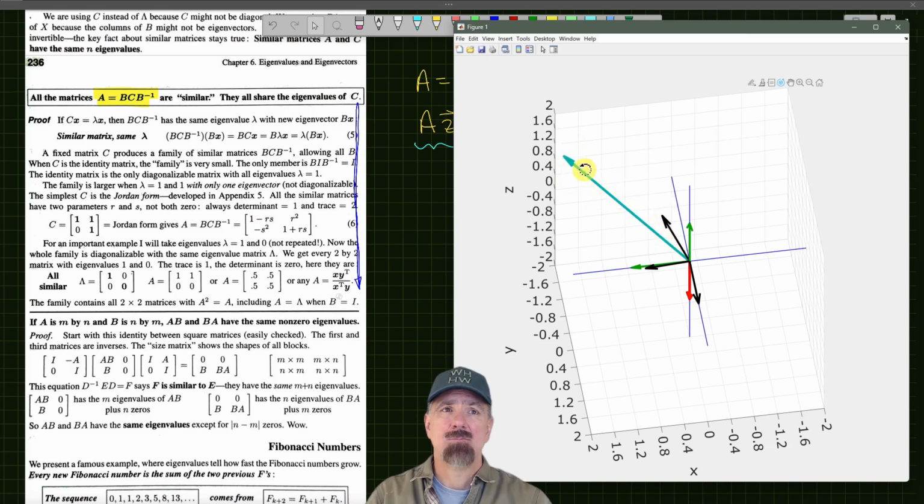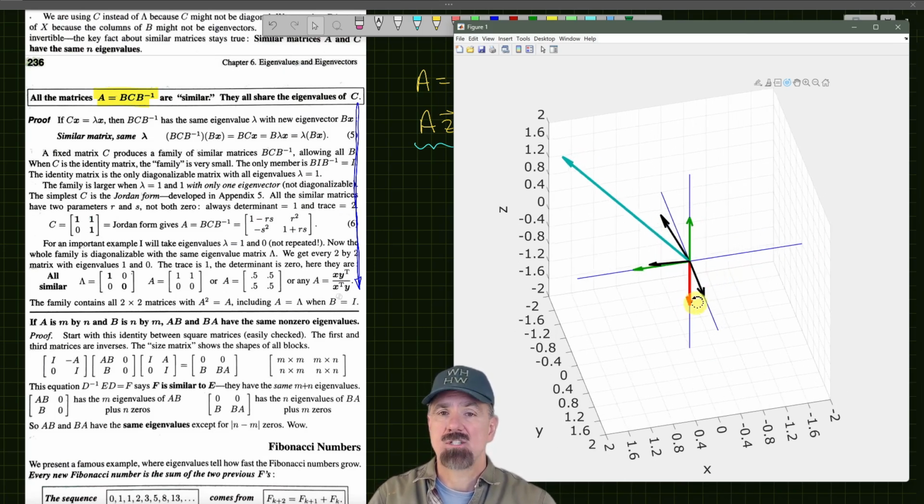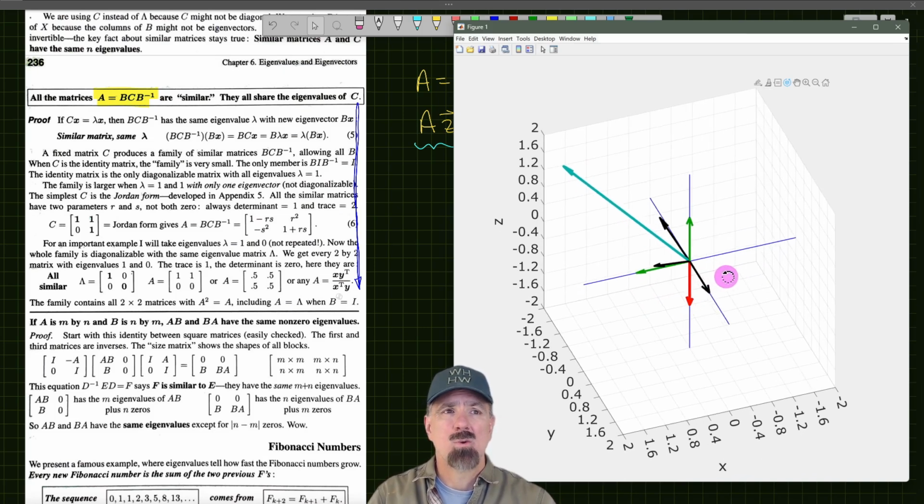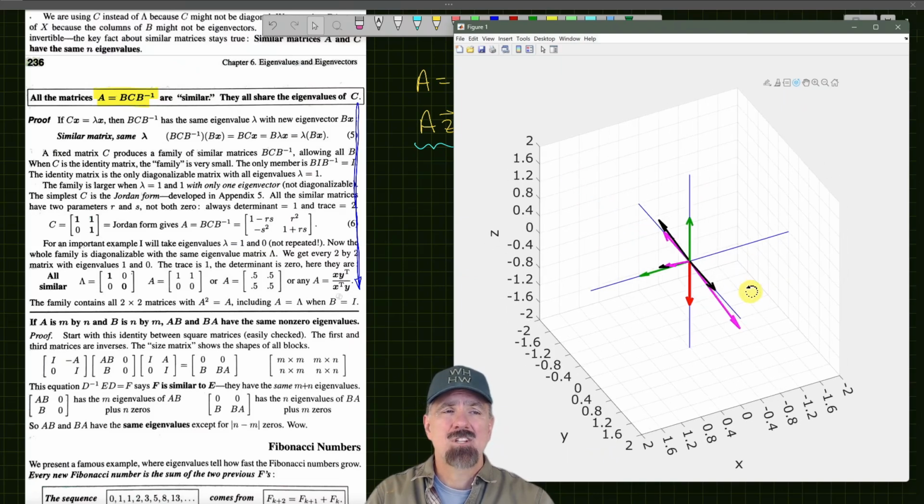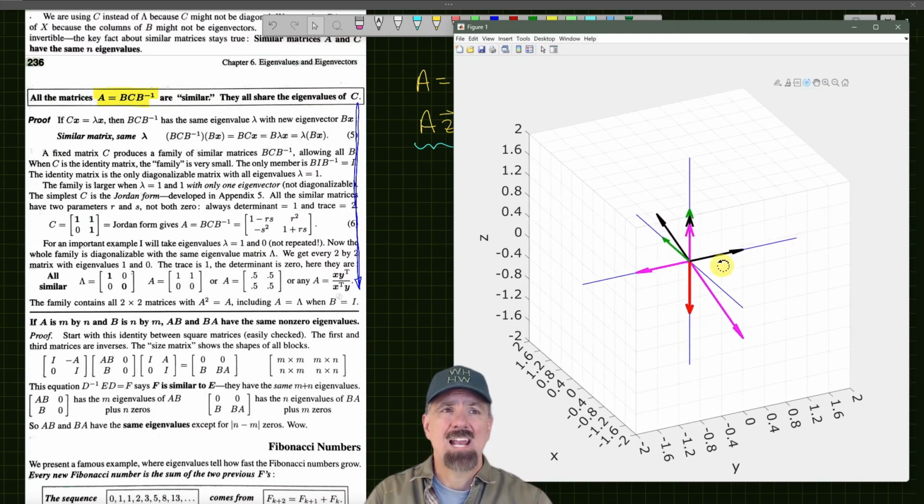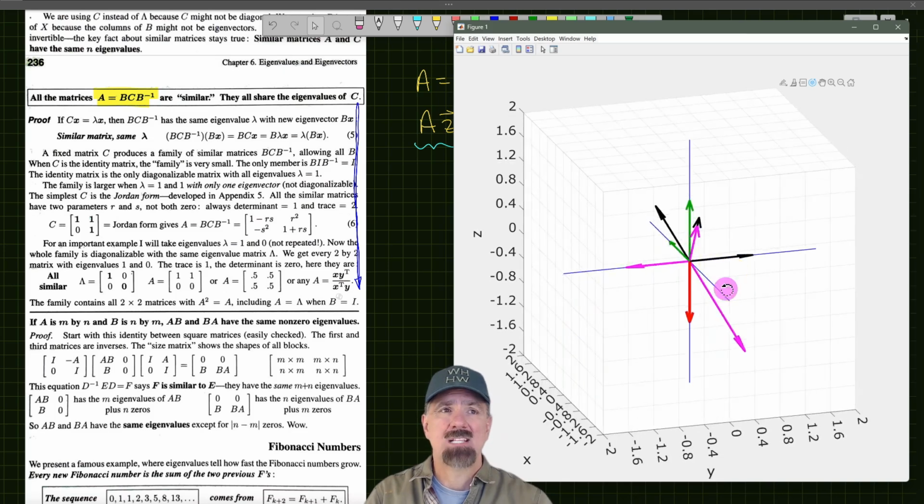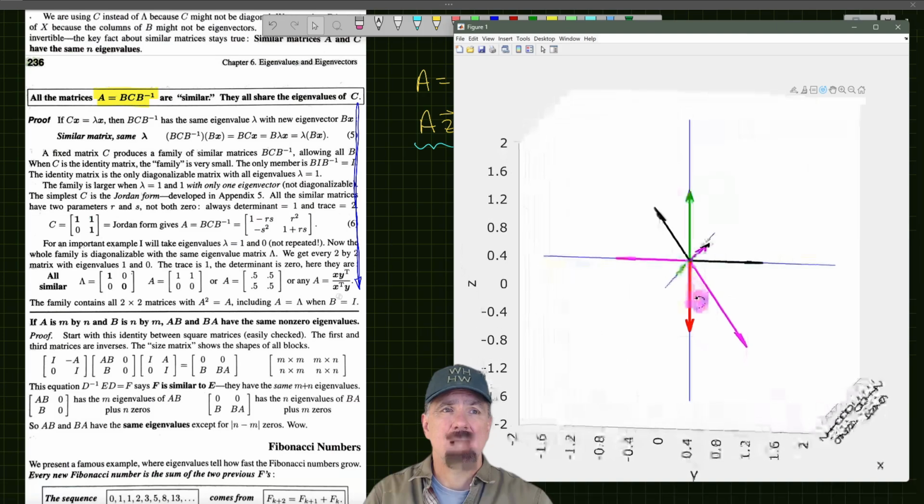So this is A times Z, and the input vector is the red vector Z. What we want to do is look at how this works in the other basis. We know what it looks like in the standard basis, the green vectors. What we want to consider is what this looks like in the black basis. The first thing we're going to do is take the input vector and write it out in the black basis. Written in the eigenvector basis, the red vector is represented by the magenta vectors.